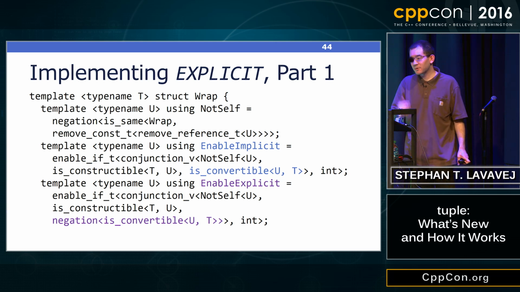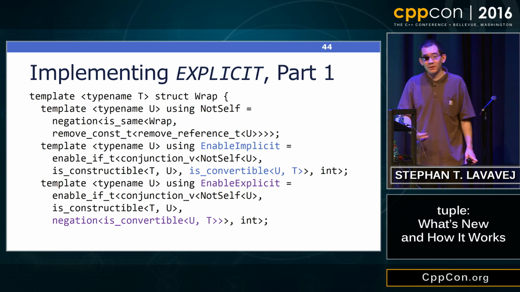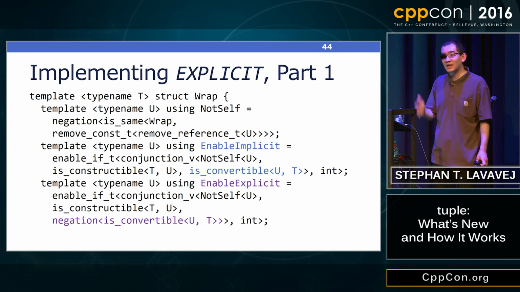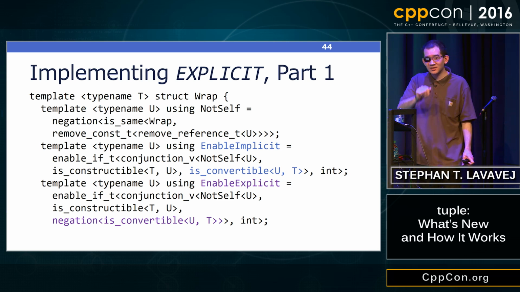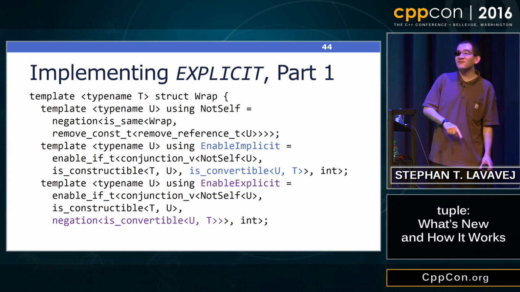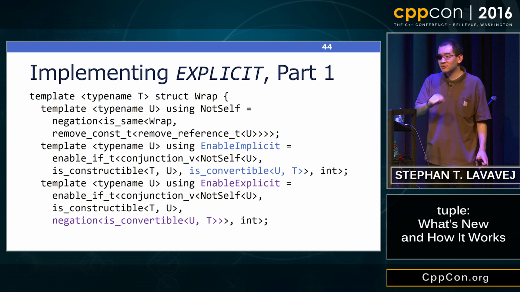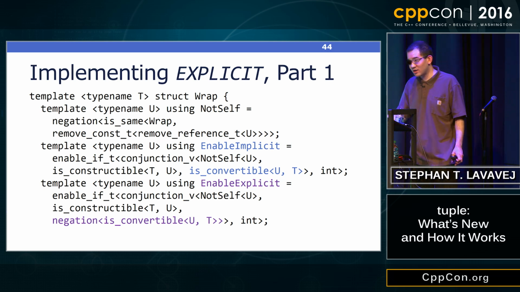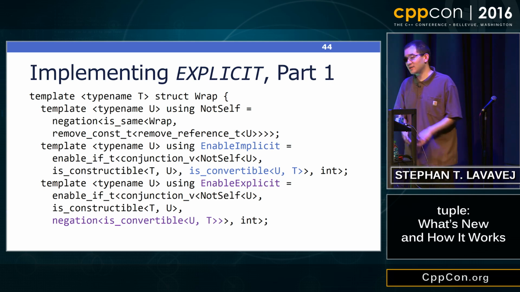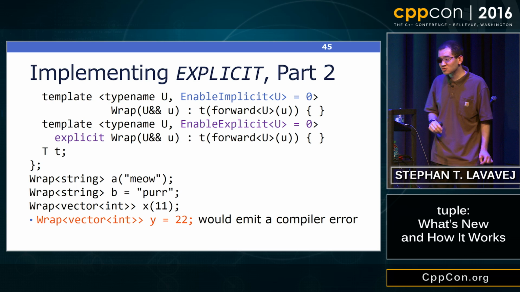The other condition, which is purple here, is the condition to enable the explicit constructor. Again, I require U to be not myself, and I still need T to be constructible from U, because I am going to construct the thing with direct initialization. But I want to turn this thing on when U is not implicitly convertible to T. This is what senses the difference between const char star implicitly converting to std::string versus int not implicitly converting to std::vector of T.